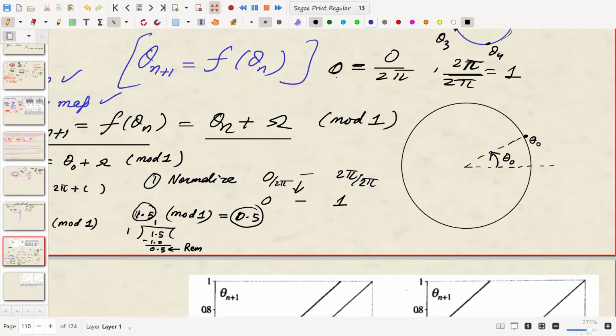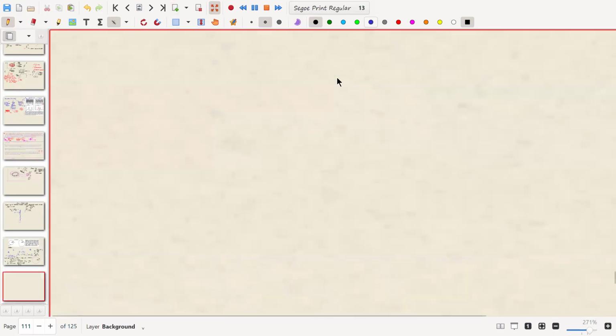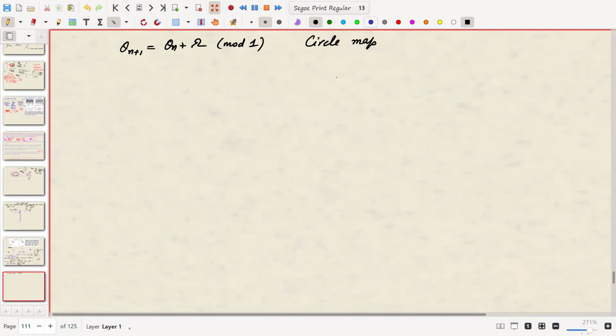Are you getting it? Let us do some exercise. So I told you theta n plus 1 equals theta n plus omega mod 1. Fine. This is our circle map, and we are learning this map. Now, if you started from here, made a circle loop, and you go like this, it's very confusing to calculate this angle. How much angle did it make? It is confusing a bit.